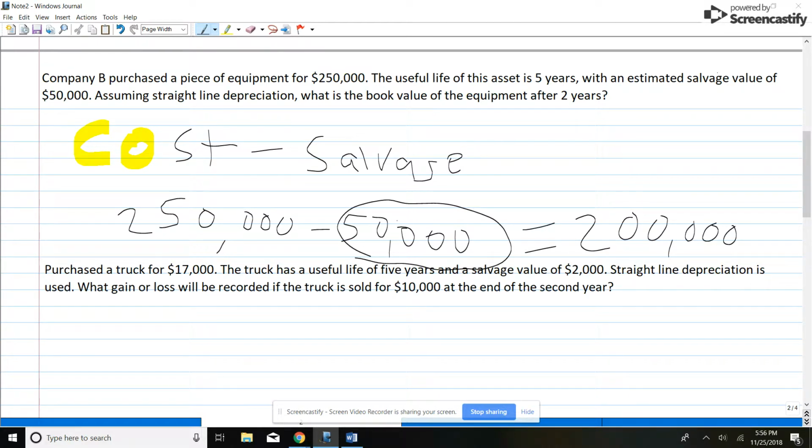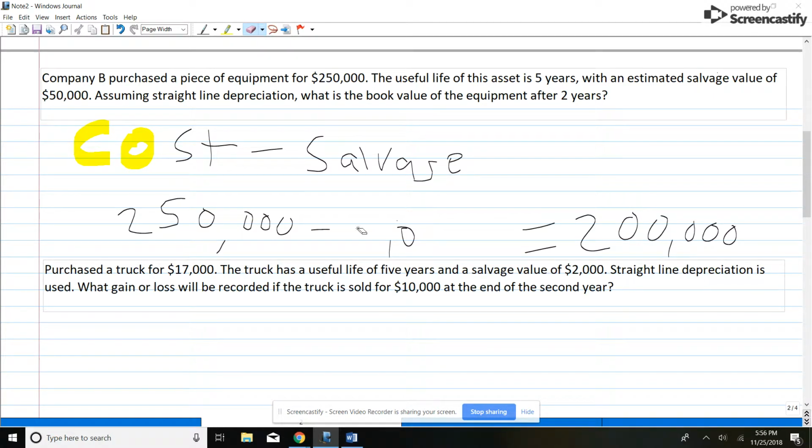So it wants to know the book value or the carrying value of the equipment after 2 years. So we have to know the depreciation per year. So the 200,000, this is the depreciation base, and it's how much we depreciate every year. Let me delete some of this stuff, clear up some space.